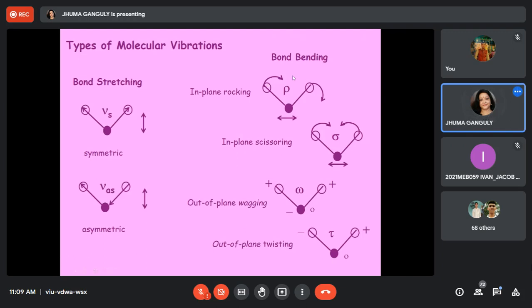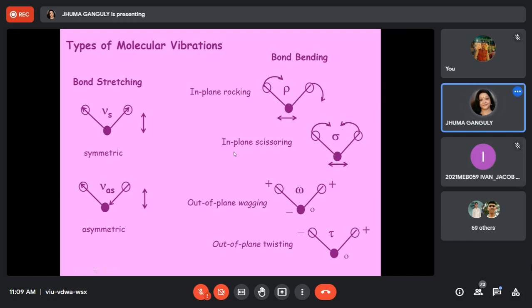Now this is in two different ways. In the same direction they are rocking, but in scissoring they come toward each other and go apart, coming and going, and accordingly the molecule is twisted.